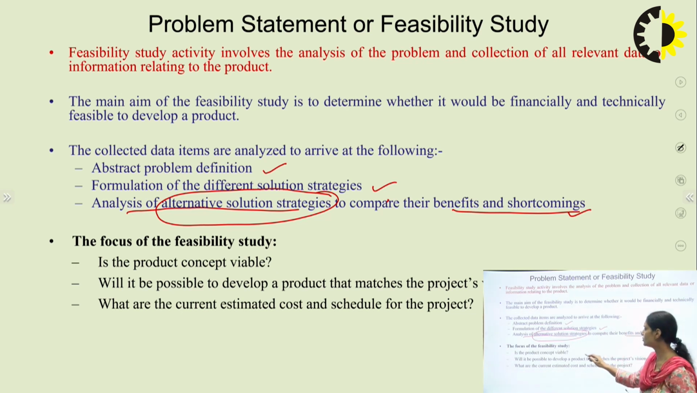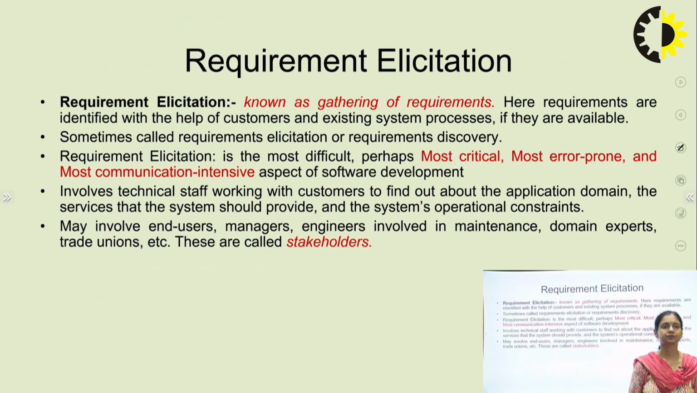So the main focus of it is: is the product concept viable? Is it really helpful for the user and the team? Will it be possible to develop a product that matches the project's vision? That means if we develop a particular software, will it be meeting what exactly the project needs to do, along with the estimated cost and the time period in which the development team will be completing the software.